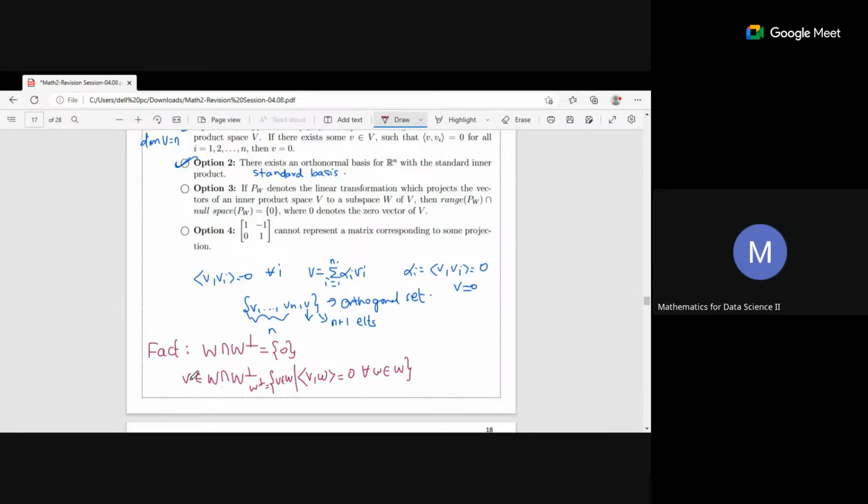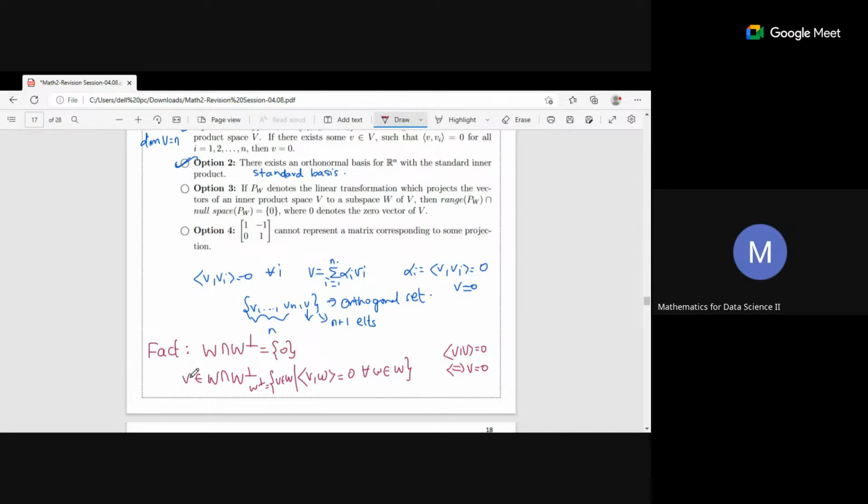Now, if your V is in W as well as W perp, it means your inner product V comma V itself is 0. This is possible only when V equals 0. So it means the intersection can have only the 0 vector. Ma'am, please explain it again. The common element in W and W perp is 0.